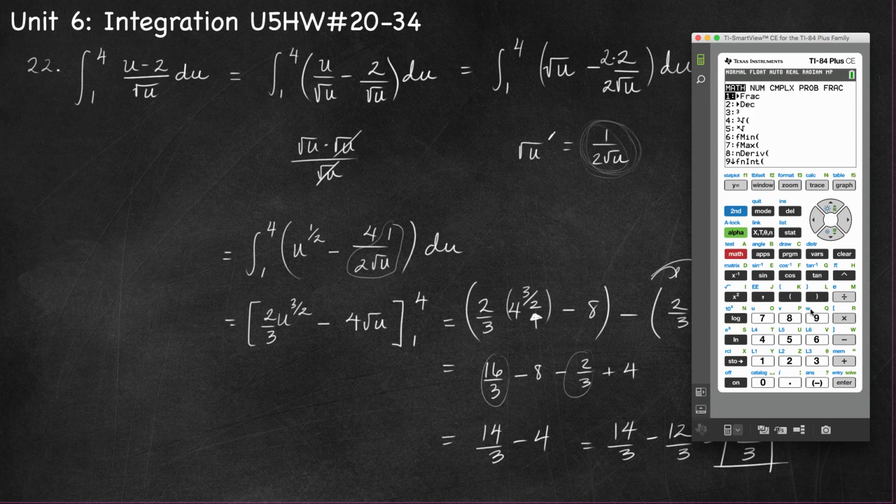And we can check that here. Math 9, I'm going from 1 to 4. And I'm integrating u minus 2 over the square root of u, with respect to u. And of course the calculator is calling everything x. 0.6 repeating, that is 2/3.